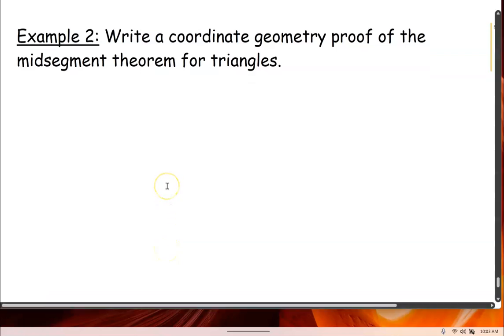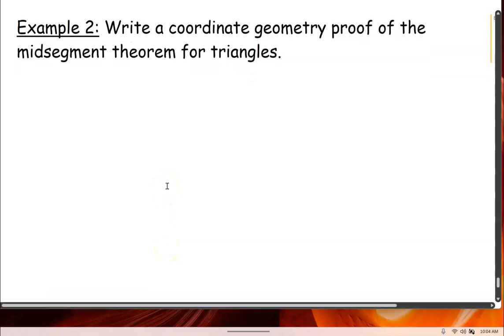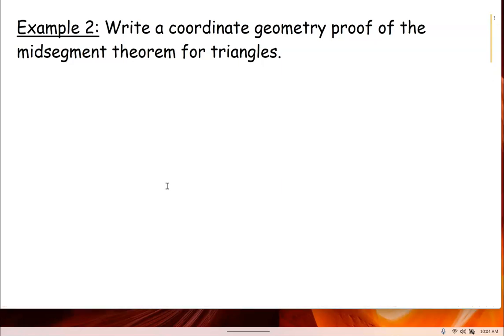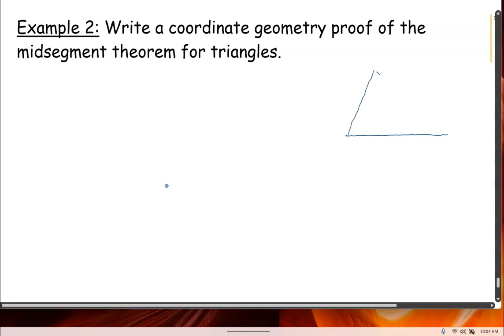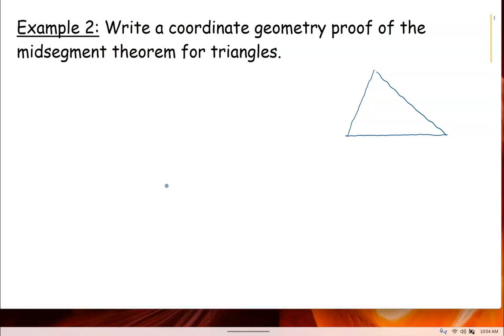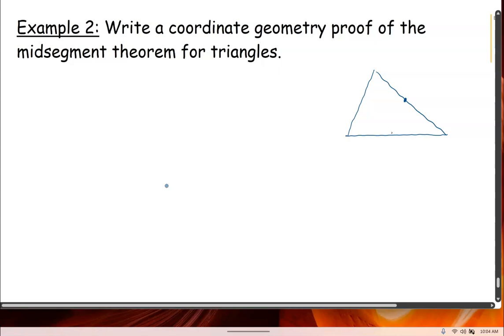Okay, for our second coordinate geometry proof example, we're going to prove the mid-segment theorem, which we have already proved before. Does anyone remember what the mid-segment theorem says? Shiven? It proves like the mid-segment is parallel to its third side. Okay, so if we have any triangle and we find two midpoints, we draw the mid-segment. Shiven says that that segment should be parallel to the third side.